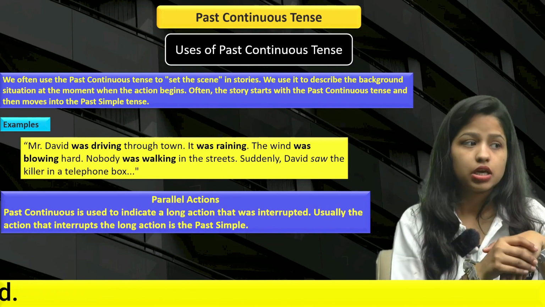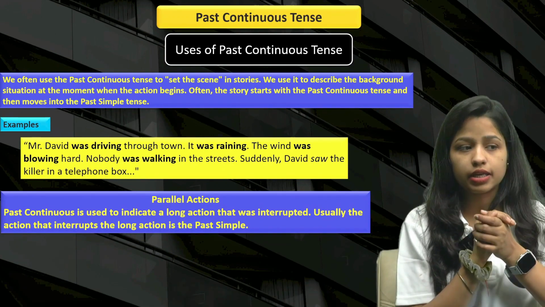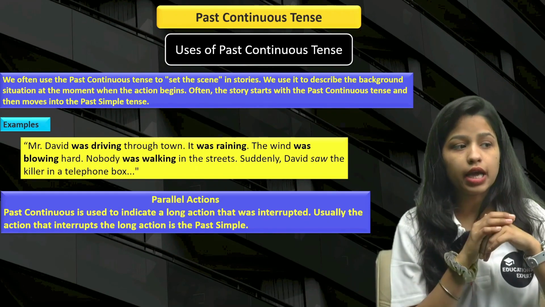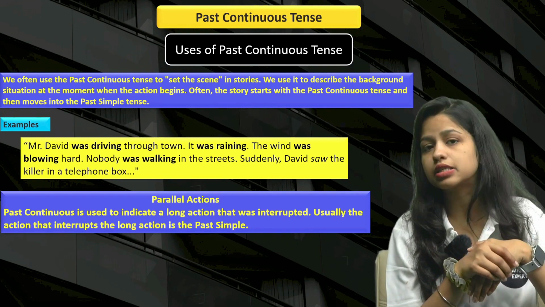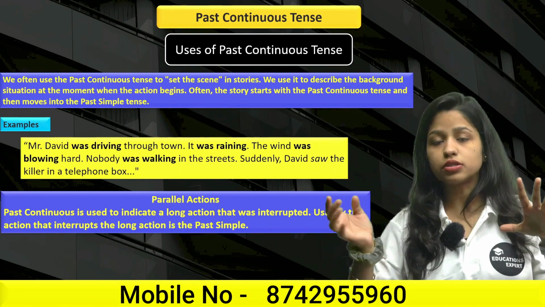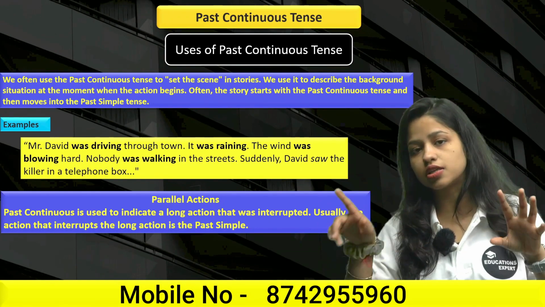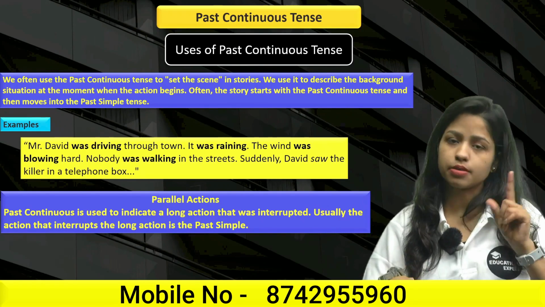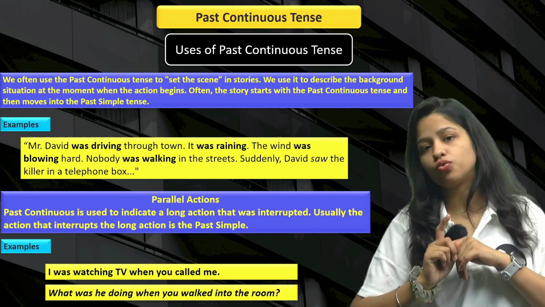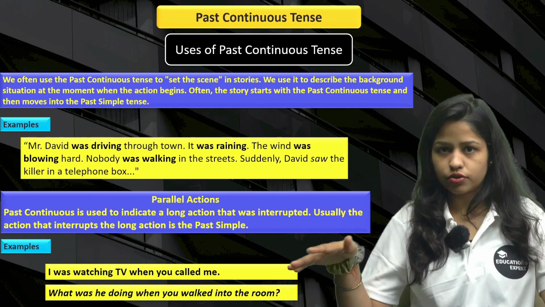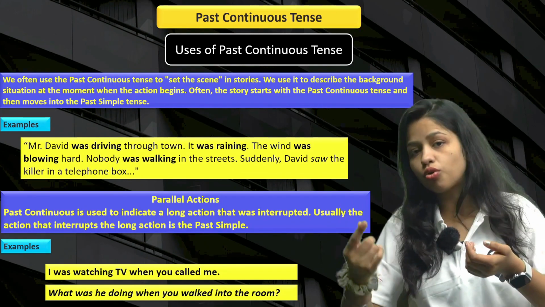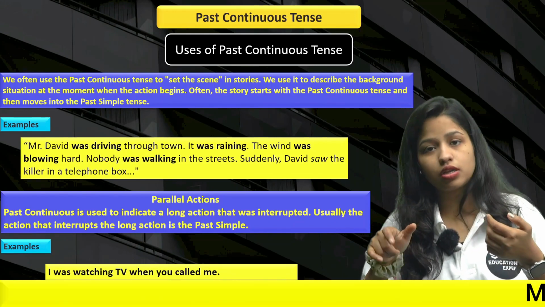Parallel actions. Basically, past continuous is used to indicate a long action that was interrupted, and usually the action that interrupts the long action is in the past simple. So basically, when we're talking about a long action that was interrupted, it usually gets interrupted by the past simple. How? I was watching television when you called me. So I was watching television, right? It's a long process. I was watching a movie or maybe something else when you called me. So when you called me, what does called represent over here?